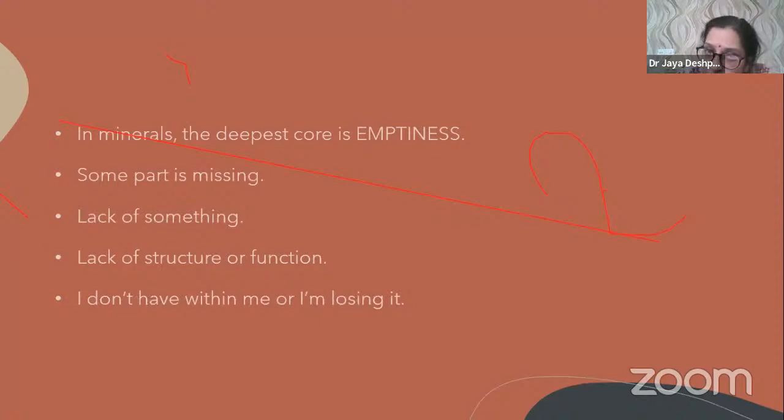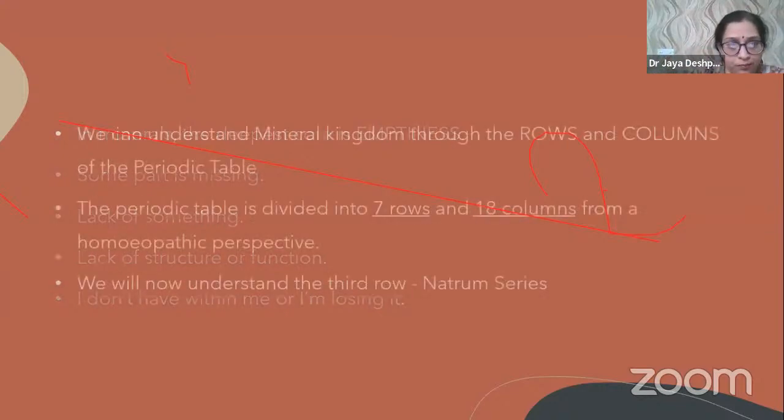So in minerals, the deepest core is emptiness. Some part is missing, lack of something, lack of structure or function, and I don't have it within me, or I am losing it. Once you start attending the proper courses on the mineral kingdom, you will understand the entire periodic table, the left hand side remedies and the right. So how it goes from I am lacking something, to I can develop and I am developing now, to again, I'm losing it. I did have it, but again I'm on the verge of losing it, or I have lost it. So this is how the entire mineral kingdom is understood.